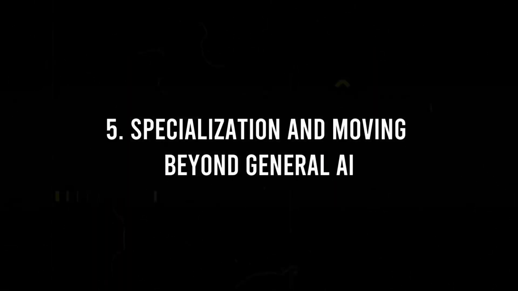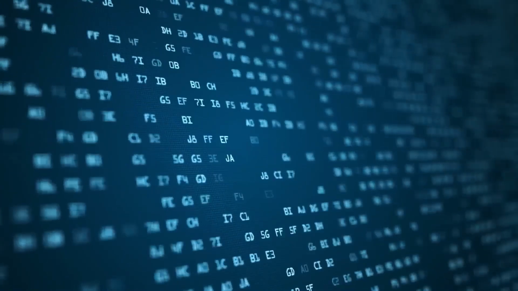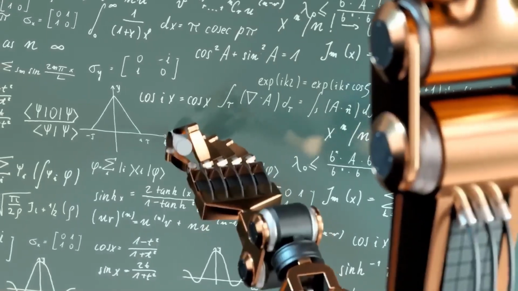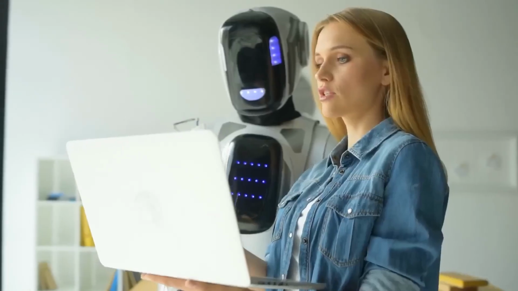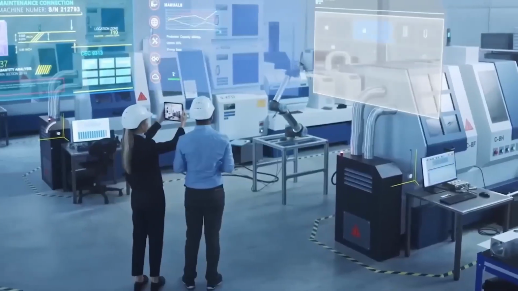5. Specialization and moving beyond general AI. The concept of artificial general intelligence, AGI, an AI that can perform any intellectual task a human can, remains largely theoretical. Today's AI systems are often highly specialized, excelling at specific tasks like image recognition or text translation.